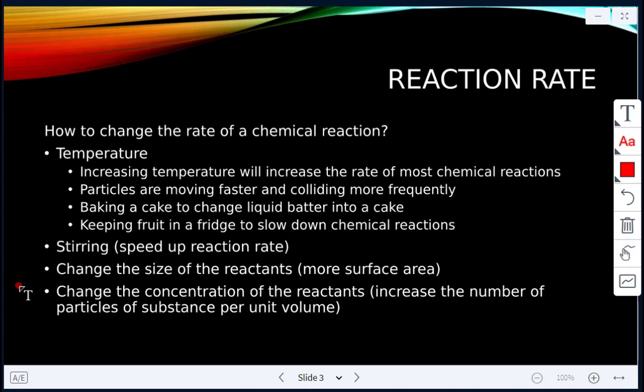Another method would be to change the concentration of the reactants. So basically increasing the number of particles of substance per unit volume. That will also increase reaction rate.